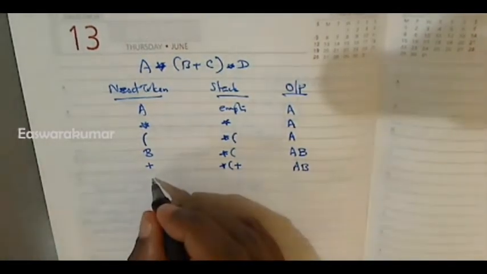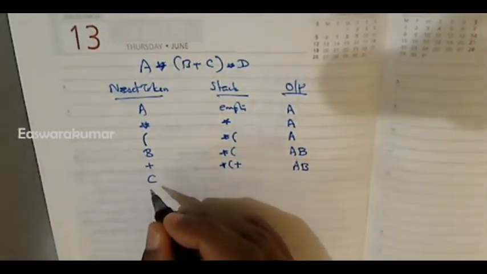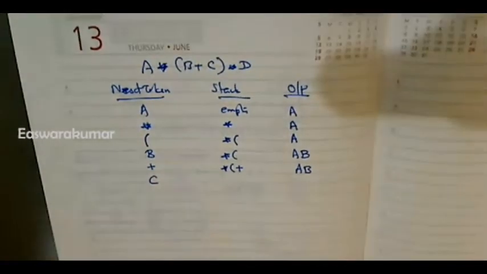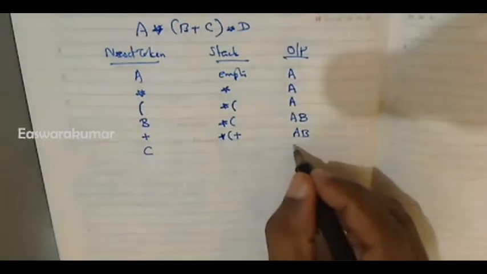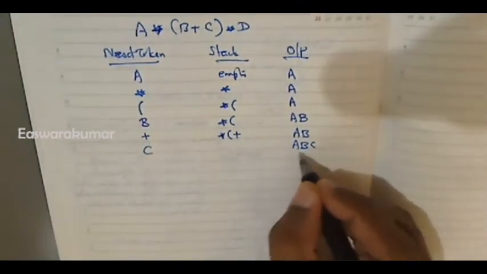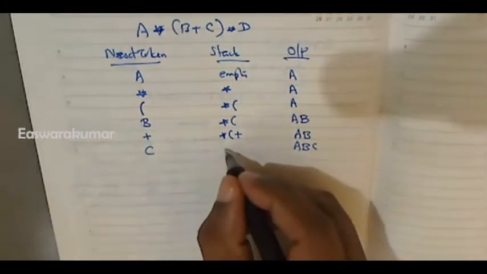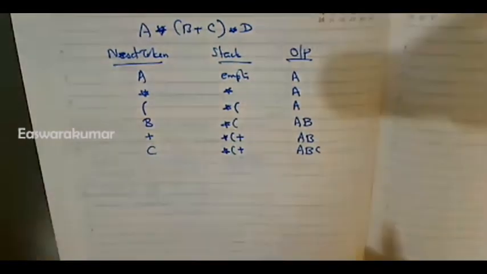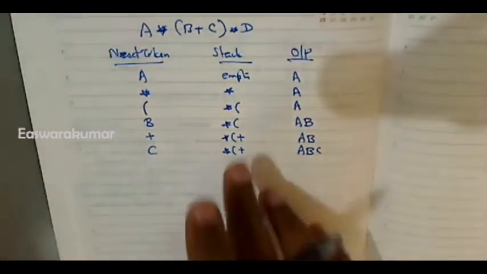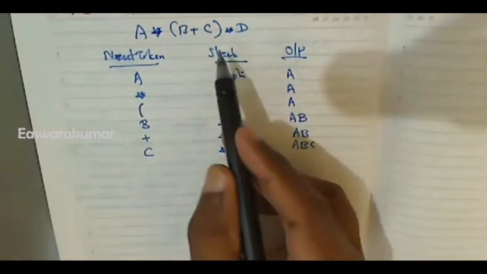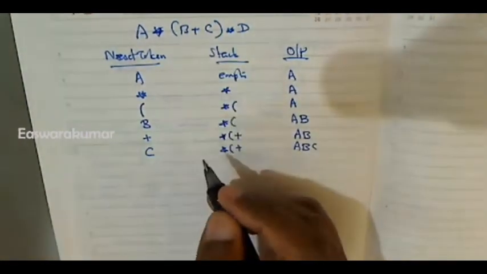Then next symbol is C. If C comes, that's an operand, and again we can output C immediately. So the output contains ABC. However, the stack has no change, right? So star, left parenthesis, plus. The same thing will be maintained. Okay, now another new symbol is coming, that is right parenthesis.